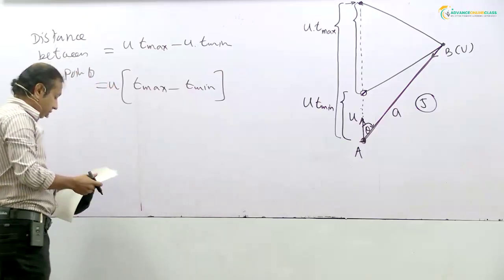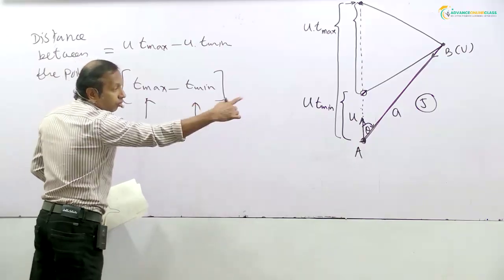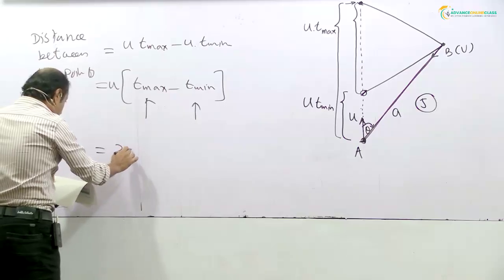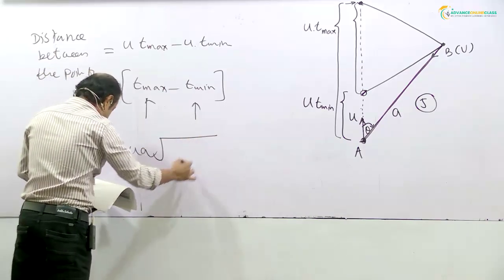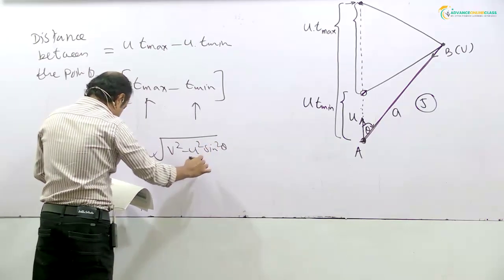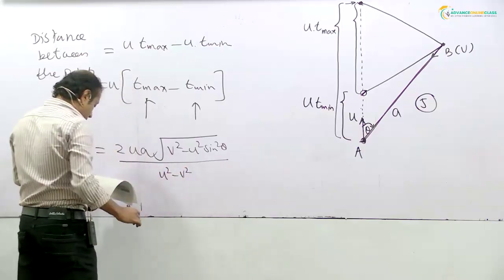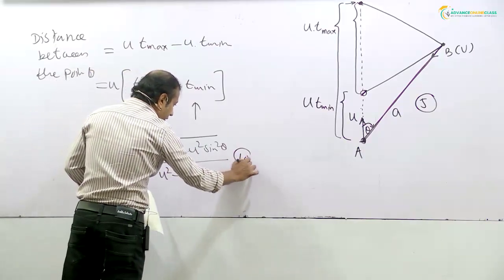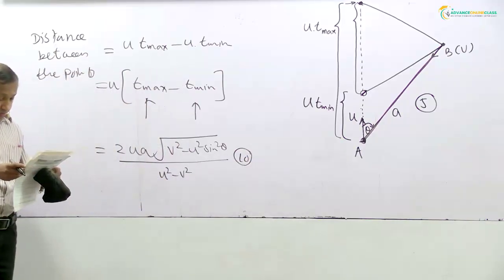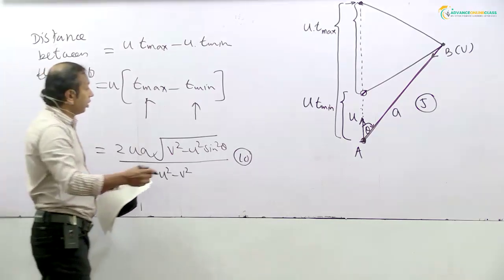Substitute t max here and t min here from those answers. Then you get the final answer like this: 2uA square root of v squared minus u squared, divided by u squared minus v squared. All right, so we get 10 marks for this, and for this we get another 5 marks.